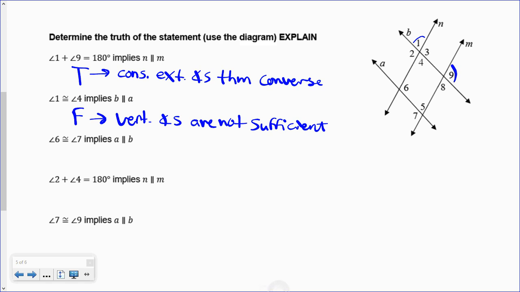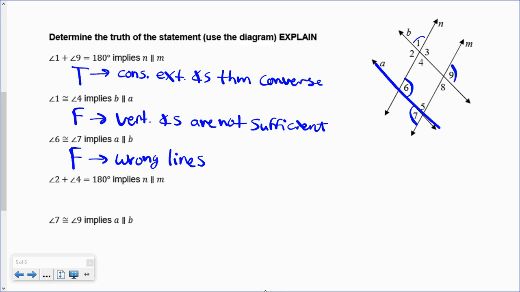Angles 6 and 7 being congruent implies that A is parallel to B. I have 6 and 7. What lines do they actually prove to be parallel? They chose the wrong lines. So this one would be false, and you would just say wrong lines. That's not necessarily a theorem. They didn't get the theorem wrong, they just chose the incorrect lines for the application. Does everybody understand why it's not A and B? You can't have A be one of the parallel lines if it's the transversal.